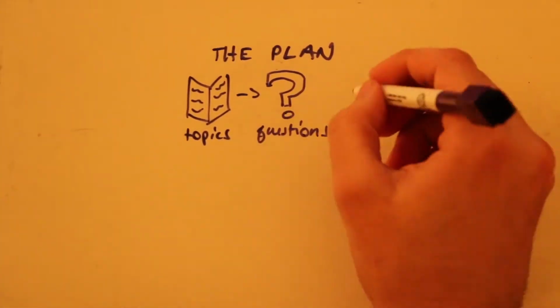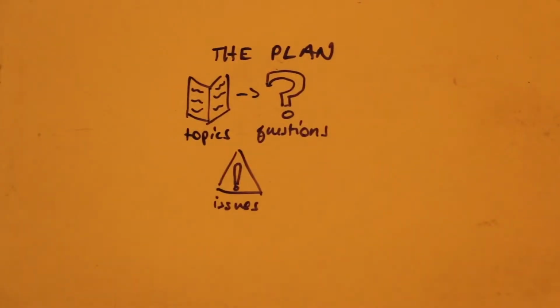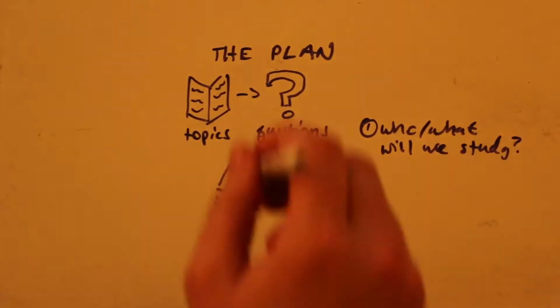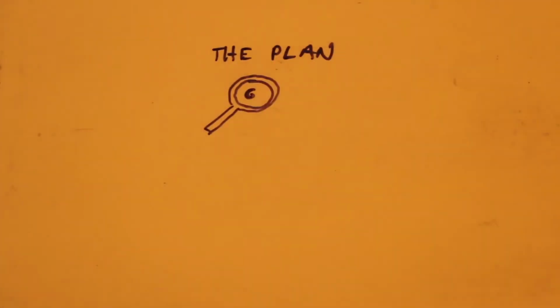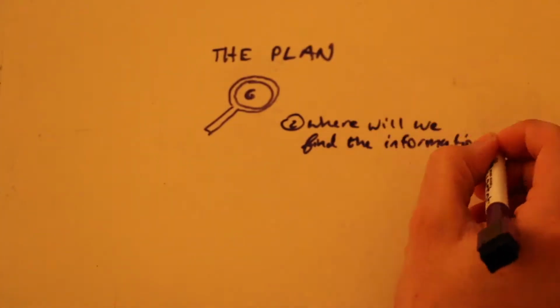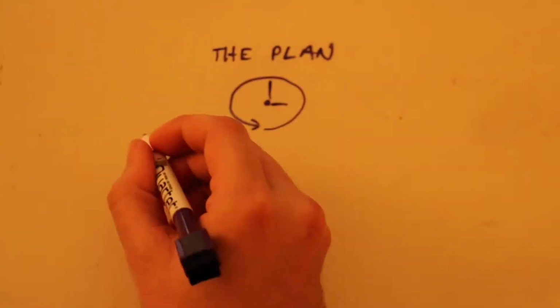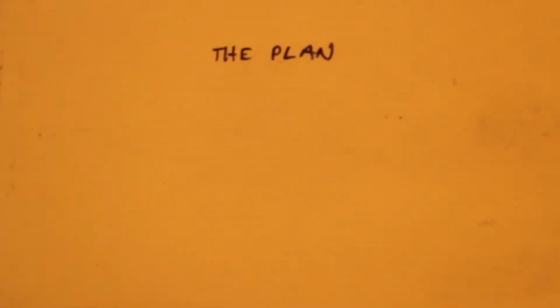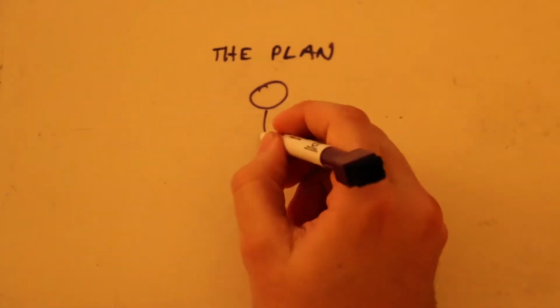So the first thing we're going to talk about when it comes to the research plan is who or what we'll study. Now this can include topics, questions, as well as issues. Next thing we're going to examine is where we'll actually find the information. After that, we'll discuss when will the research happen. And lastly, who is actually responsible for all of this.